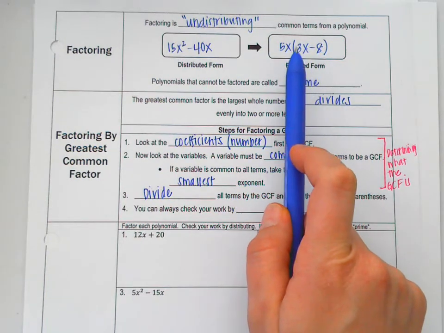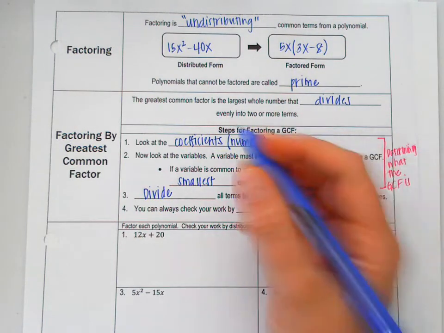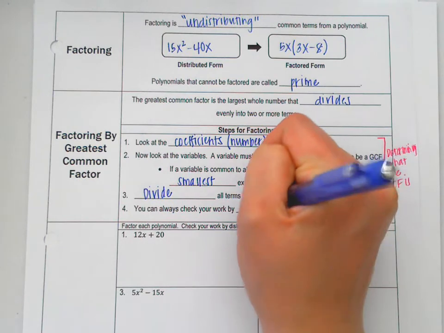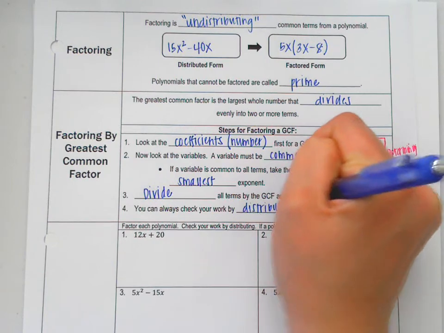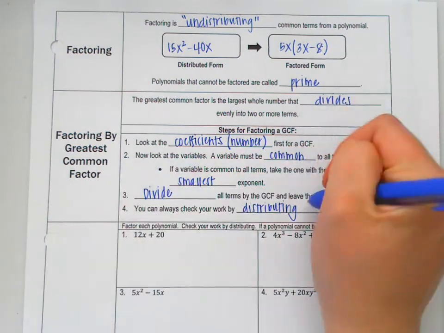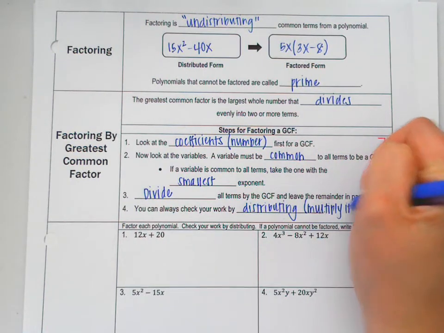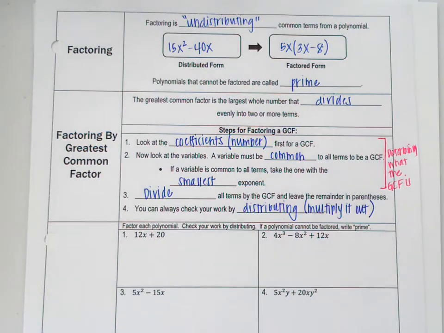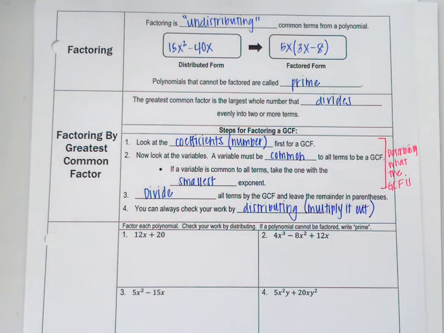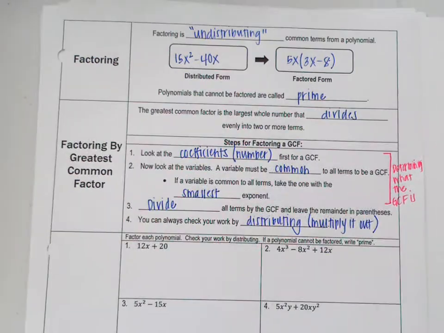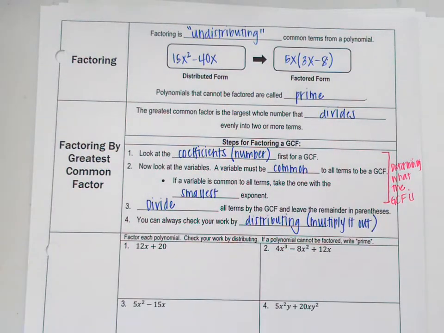And if I wanted to check to make sure that I did it right, all I have to do is multiply it out, or you can always check your work by distributing. Another way of thinking about it is just multiply it out. So that's the process. Now I want to circle back up here and talk about how I went from this to this, because we first went from the factored form to the distributed form.